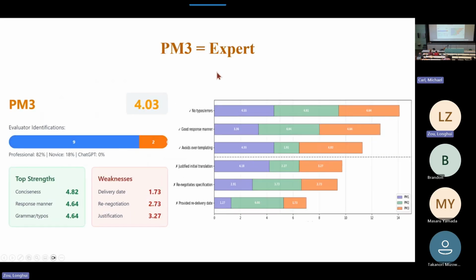And expert is the best among the three at avoiding over-templating, but critically failed at renegotiating the specification. In summary, all three PMs showed significant weakness in renegotiating the specification, and only GPT provided a redelivery date. Exact date.